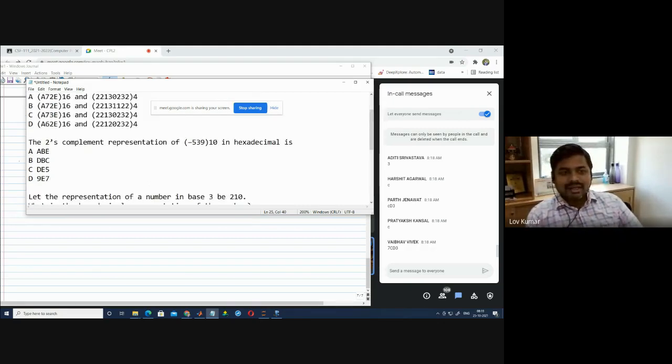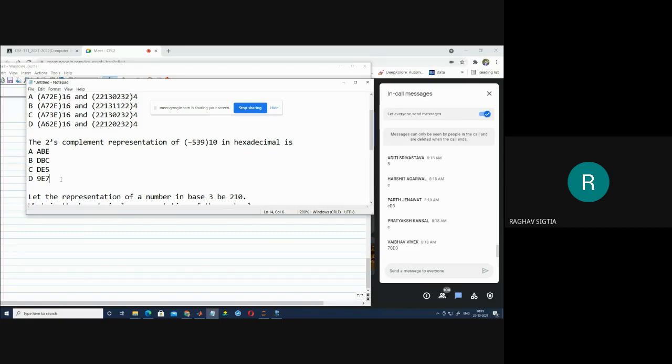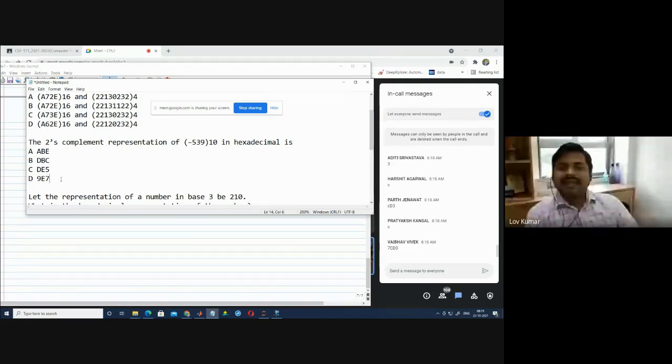Now, which one is the right answer? The 2s complement representation of minus 539 base 10 in hexadecimal. Can you show the previous number 539 once again, sir, please? The 2s complement representation of minus 539 base 10 in hexadecimal. What is the answer we'll get?